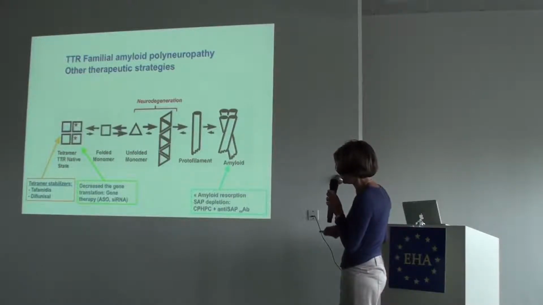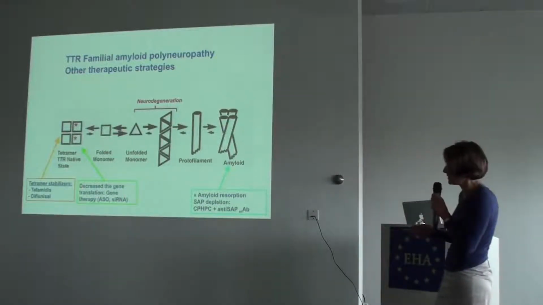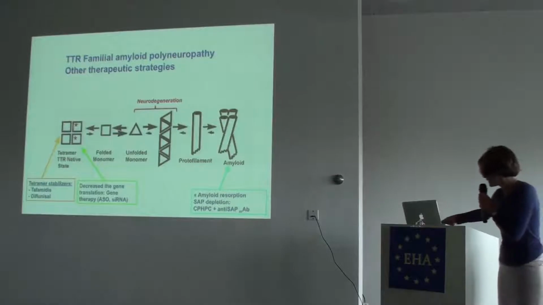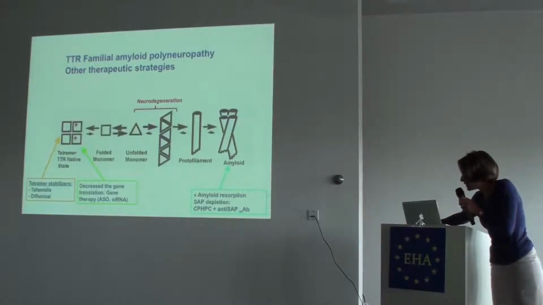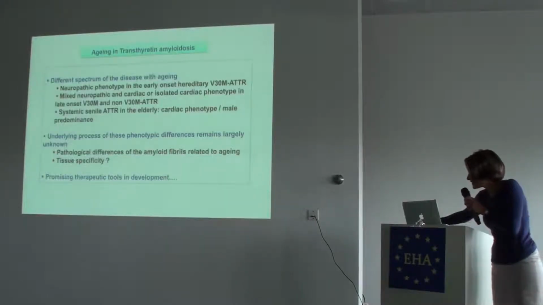These tetramer stabilizers are now available, and it's relatively important to start these drugs as early as possible. And then we have this promising approach of decreasing gene translation through gene therapy. We have two trials, one with antisense oligonucleotide and the other with silencing RNA for TTR. They are two phase 3 trials, and I think it will be really important to get the clinical results within the next 3 years. Other promising approaches are in development.